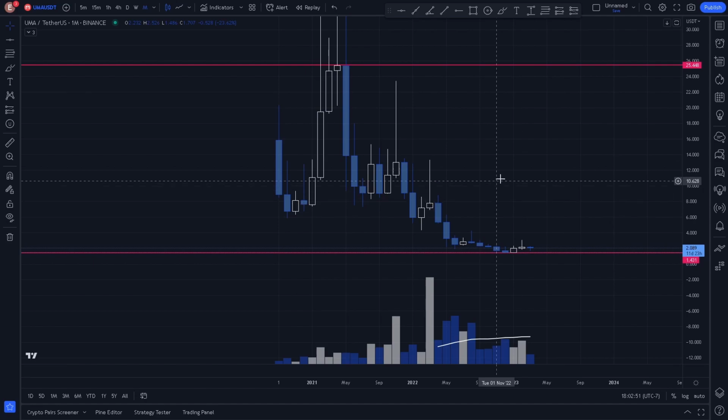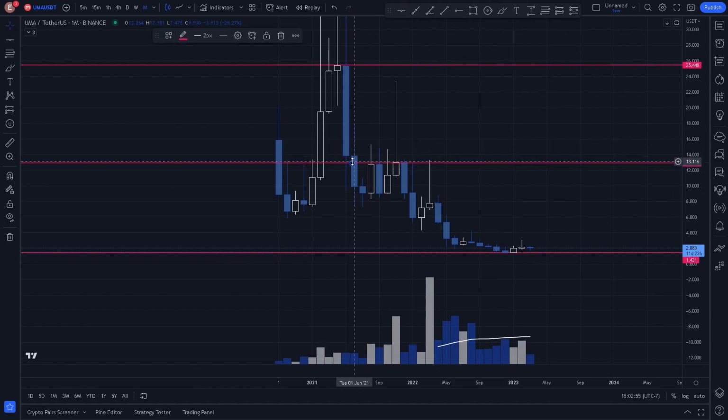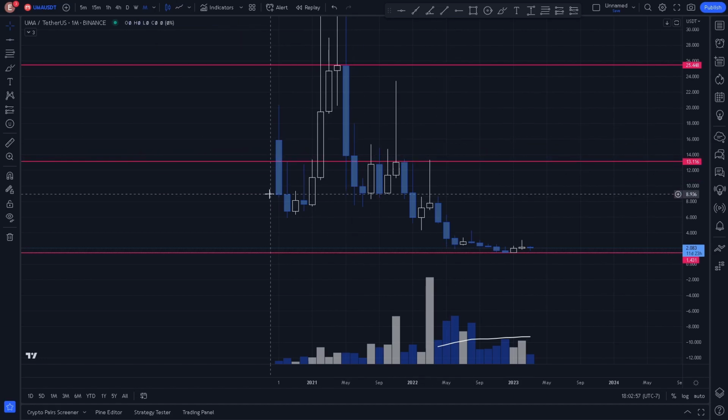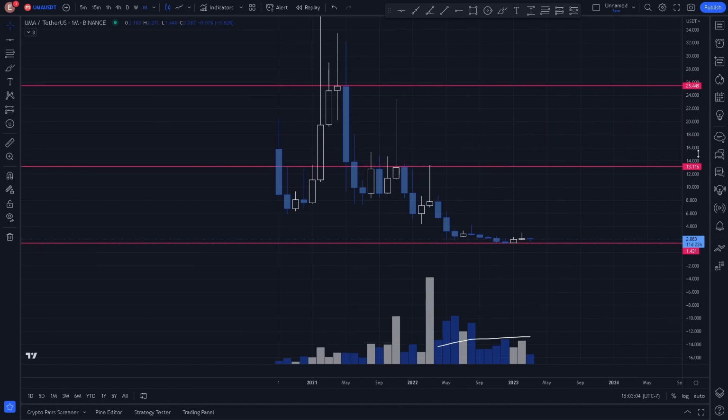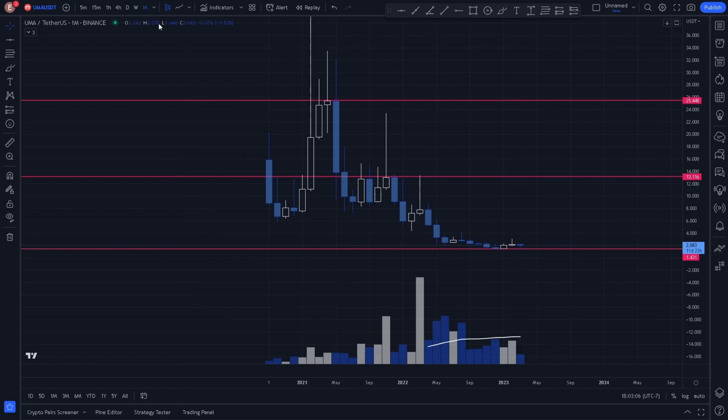Now, we notice a key level right here where we have multiple reactions acting to the level as resistance and a little bit of support. So let's go to the weekly chart so we can see this more clearly.